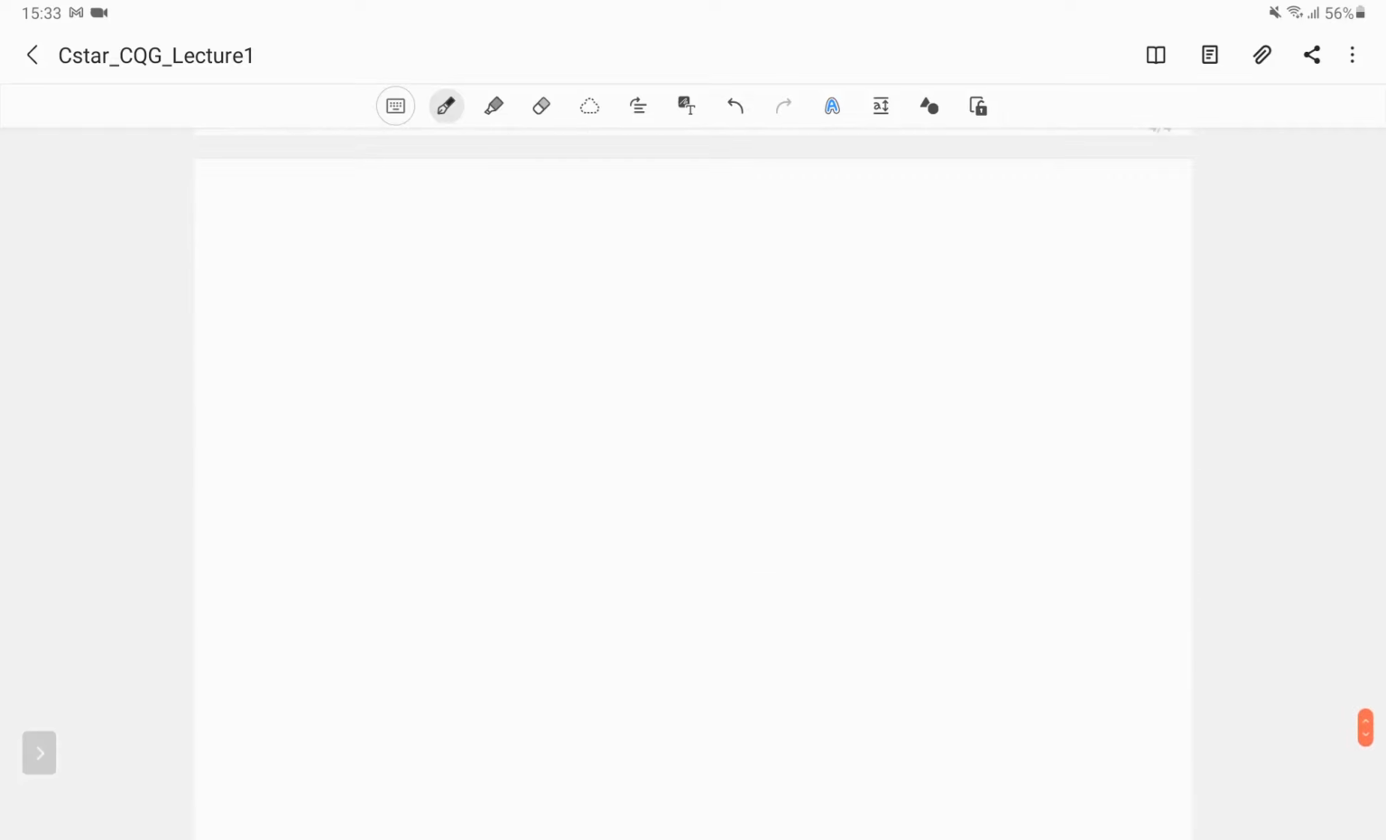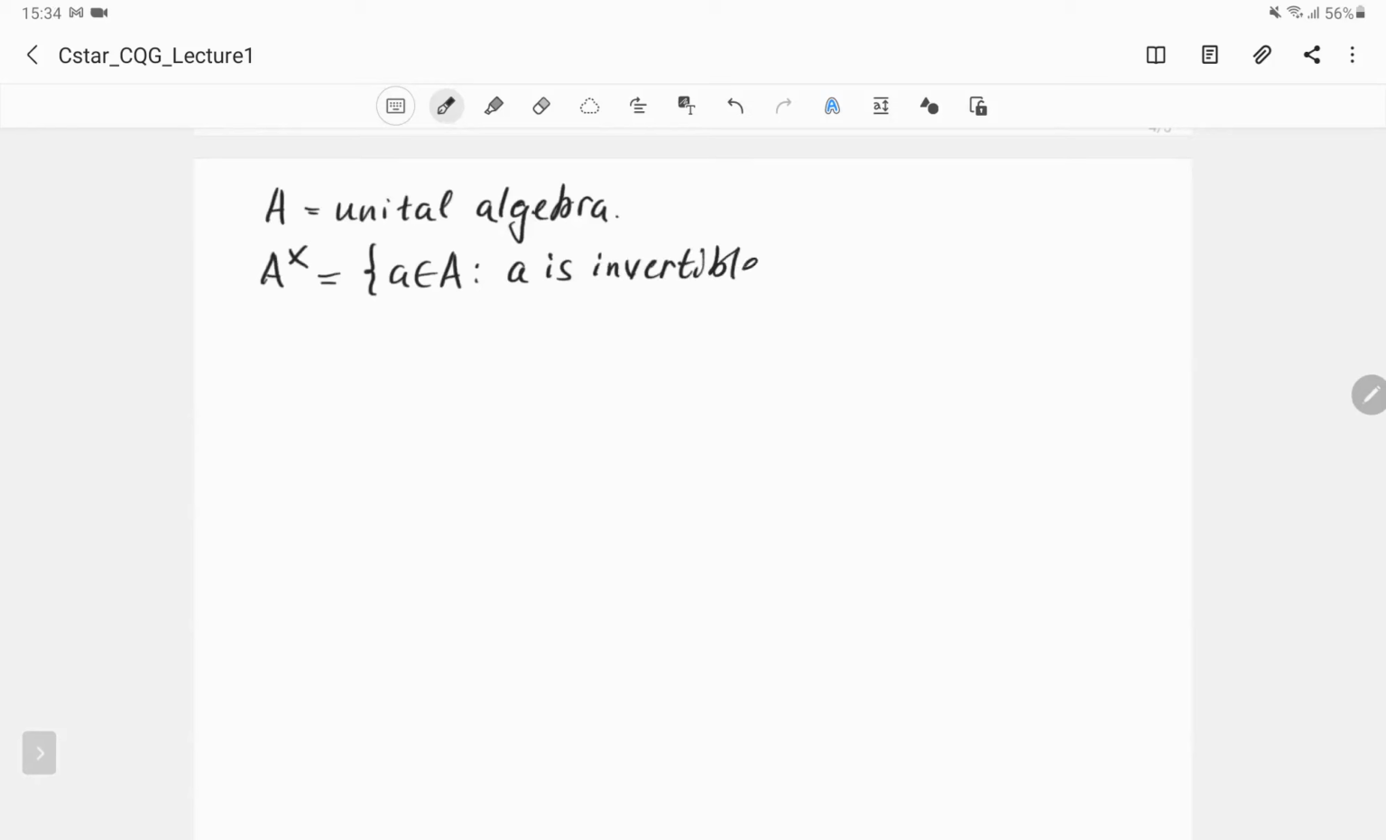And now let me briefly recall some basic facts from the spectral theory in Banach algebras, which we will need later. So we start with a unital algebra A. At this point, it is just a unital algebra. It is not necessarily a Banach algebra. And we denote by A cross the set of all invertible elements in A. This is the so-called multiplicative group of A.